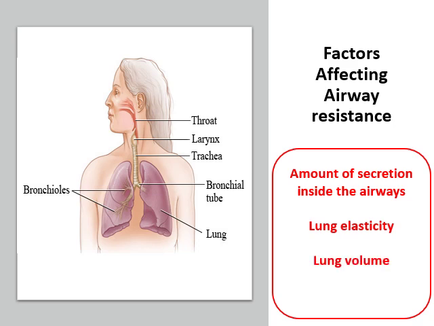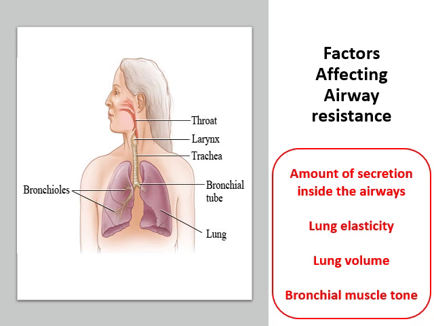Lung volume. Airway resistance is inversely related to the lung volume. Airway resistance is low at high lung volume and high at low lung volume. As when the lung expands, this causes traction on the wall of the airway, increasing their diameter.